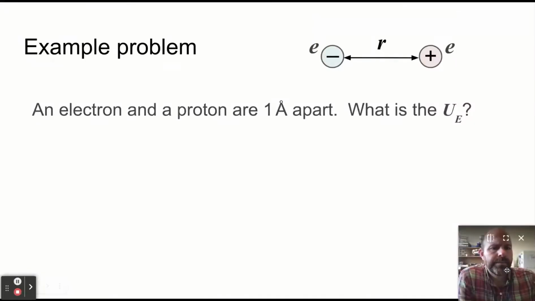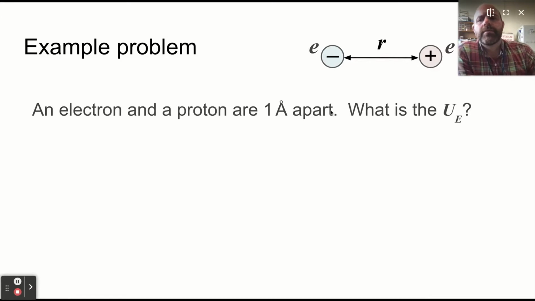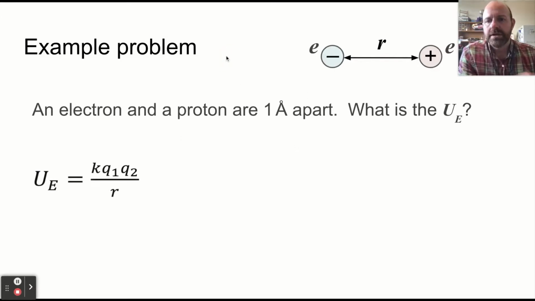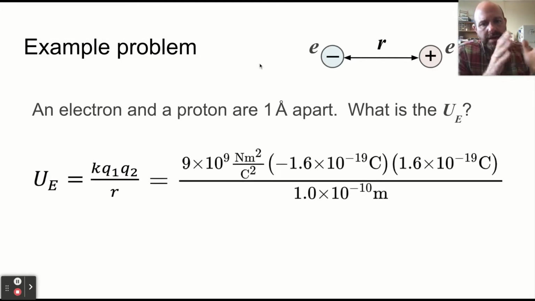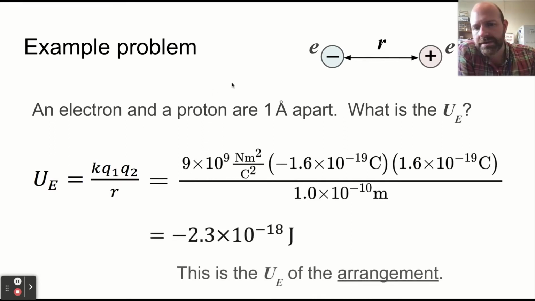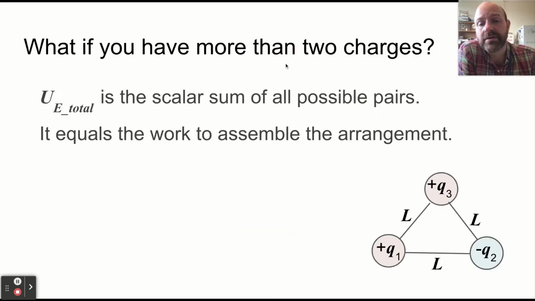So for example, here's an example problem. An electron and a proton are 1 angstrom apart. What is the electric potential energy? K Q1 Q2 over R is our formula. And we have 9 times 10 to the 9th for our K value, and 1.6 times 10 to the negative 19th coulombs, positive and negative for our two charges. An angstrom is 1 times 10 to the negative 10th meters. We get about negative 2.3 times 10 to the negative 18 joules. And this is the electric potential energy of that particular arrangement.